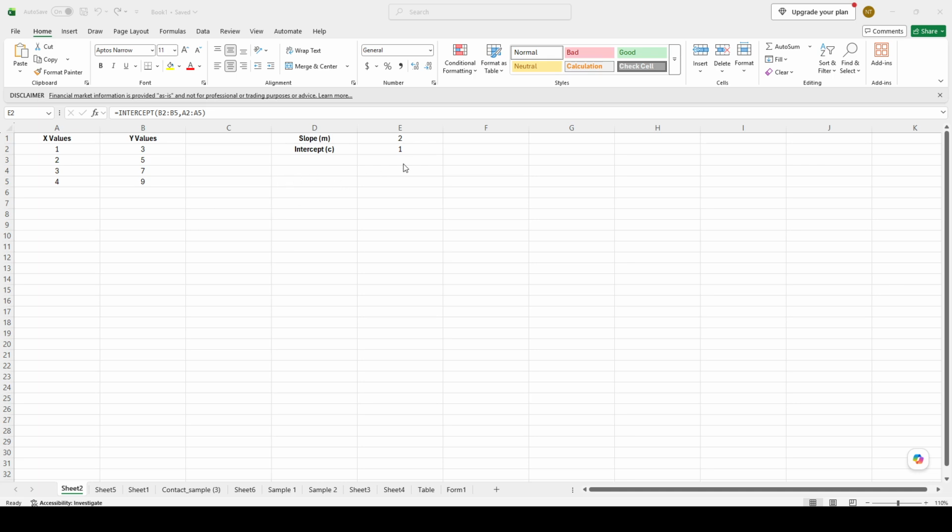At this point, you have everything you need. Excel has calculated both the slope and the intercept from your x and y points. And that is all there is to it. That covers everything you need to know.